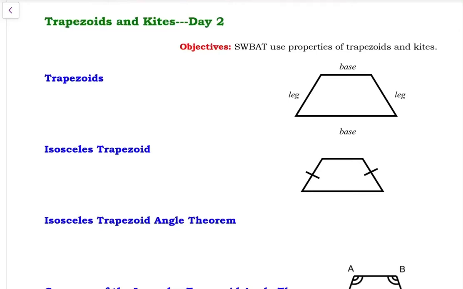Everyone, and welcome to day 2 of notes, which is on trapezoids and kites. So starting off with trapezoids, a trapezoid is a shape with two parallel sides. And those two parallel sides we call the bases. And then they also have two legs. So it's a four-sided shape, two bases, two legs. So these will be our bases, and they will be parallel to each other.